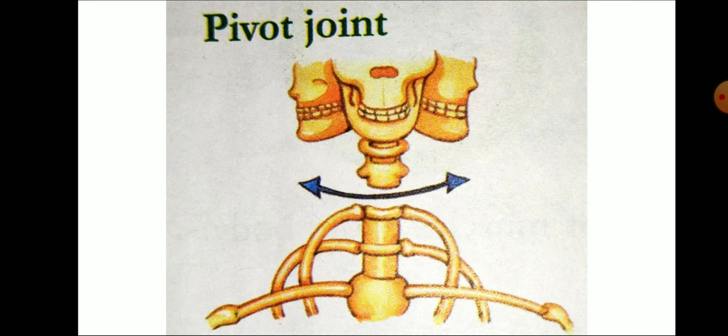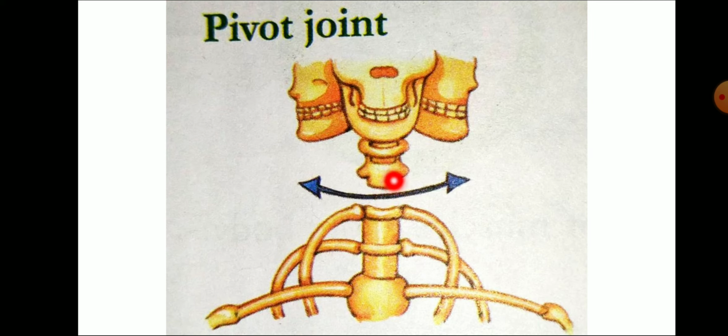The skull is connected to the backbone with a pivot joint. See the figure here, the joint is a pivot joint.